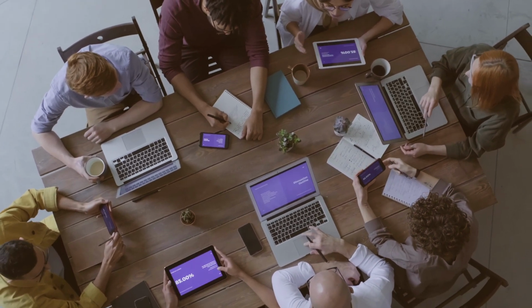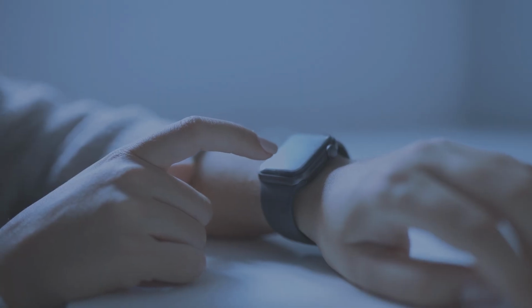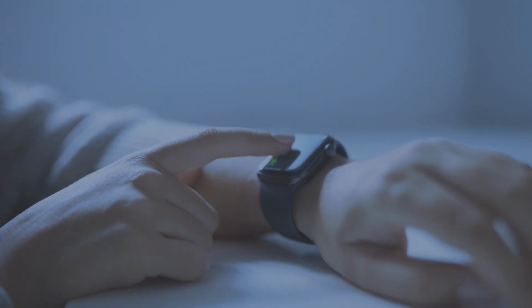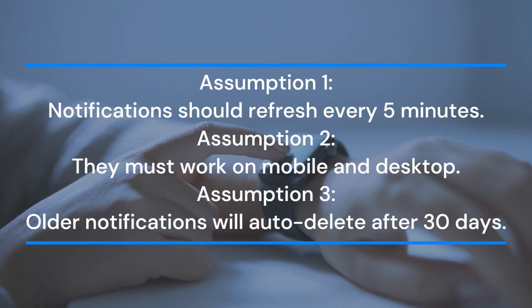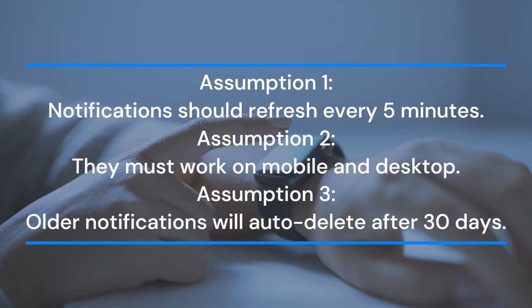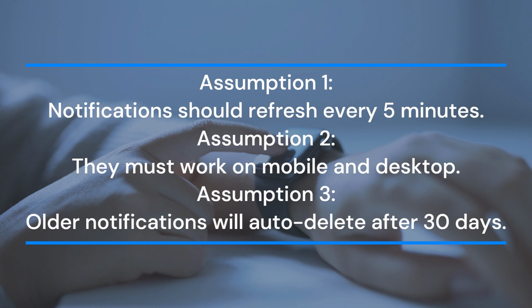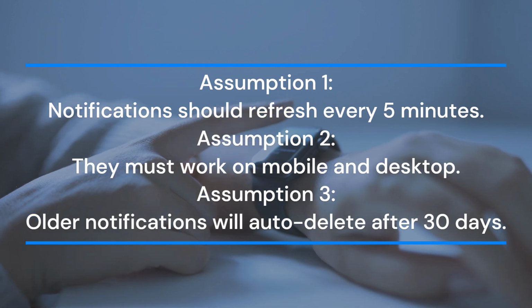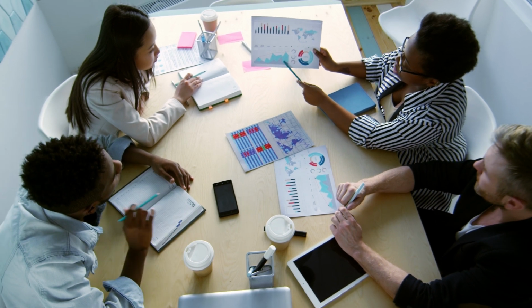Let's use another example. So you're creating a notification system. Assumption 1, notifications should refresh every 5 minutes. Assumption 2, they must work on mobile or desktop. Assumption 3, older notifications will auto-delete after 30 days. So assumptions like these keep the team aligned.